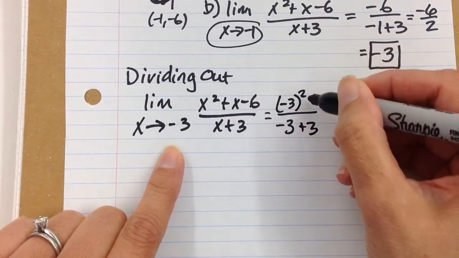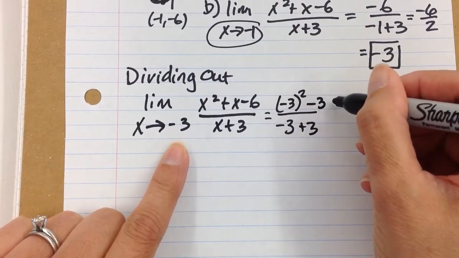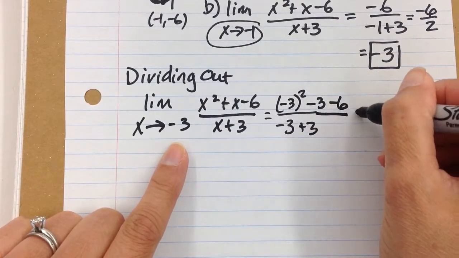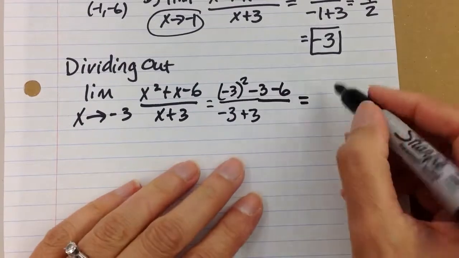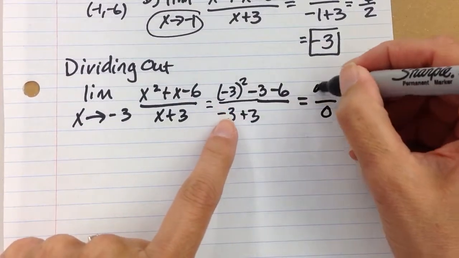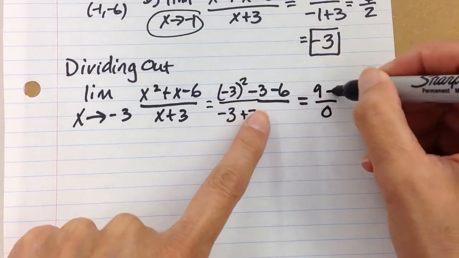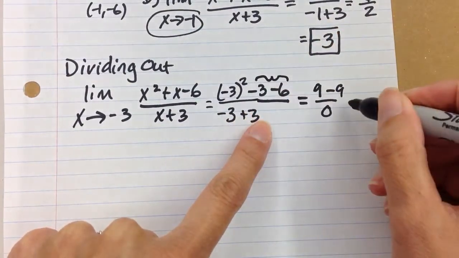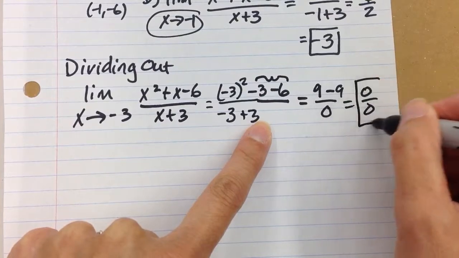Negative 3 squared, minus 3, minus 6. And yeah, that's going to give you a 0 in the denominator, right? Negative 3 squared is 9, and then minus 3 minus 6, these two are going to add up to negative 9. So you're going to get 0 over 0.